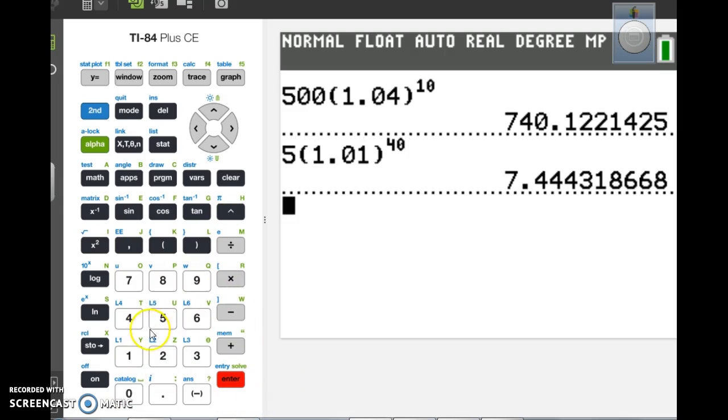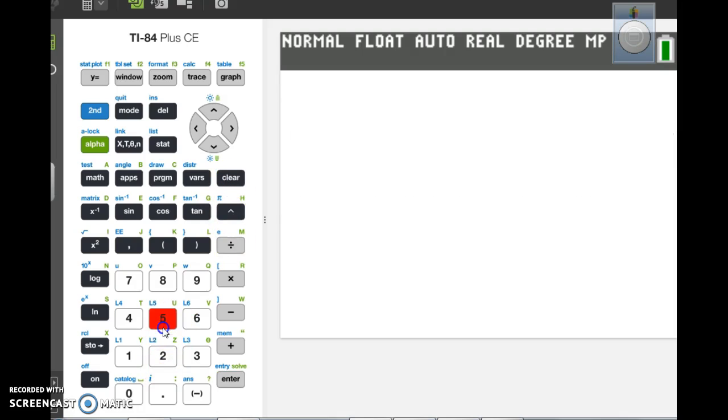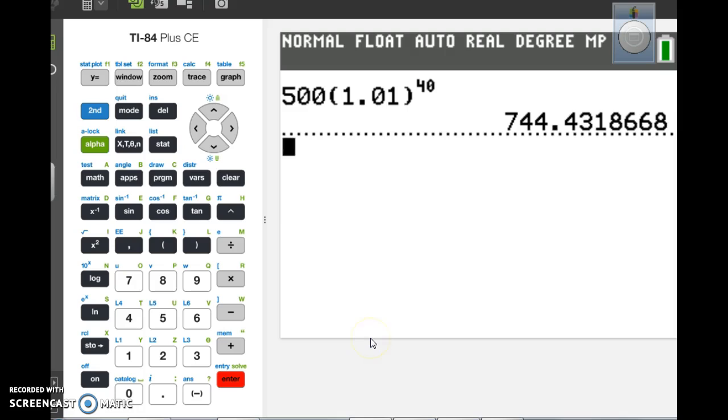500, sorry about that. 500 times 1.01 raised to the 40th power. Okay, so you'd have $744.43.